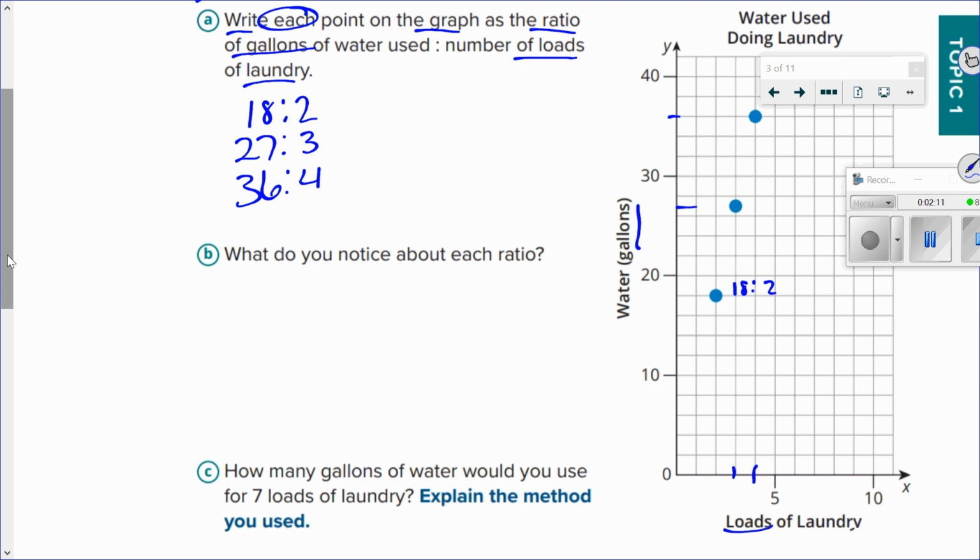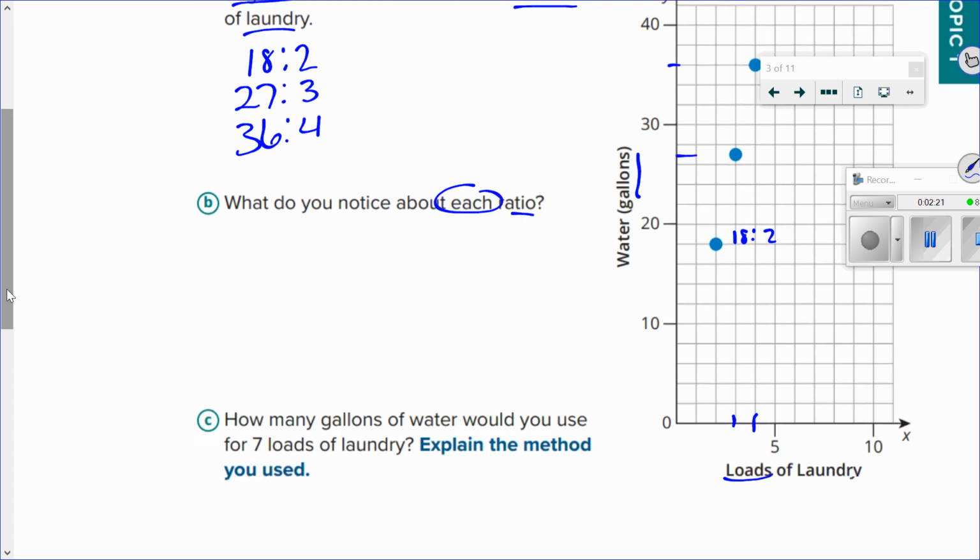Legend? Laundry times 9 to get the gallons of water used. Good. I love the way you said that one, Karina. Good job. They are all equivalent to 9 to 1. So kind of what Legend said, but that's putting it in the ratio format and using the math language of equivalent ratios.